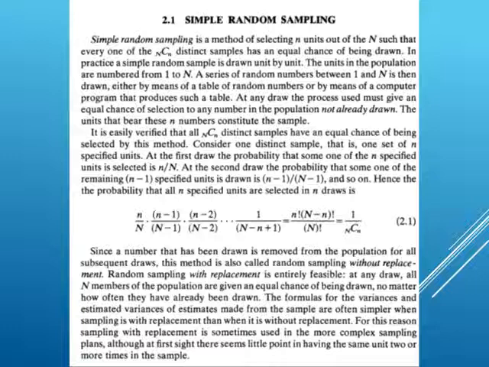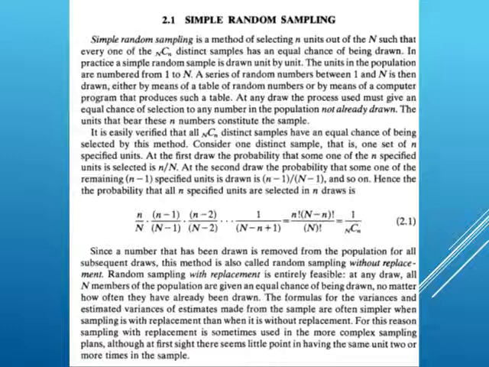We will begin with simple random sampling. Simple random sampling is a method for collecting n units out of N, such that every one of the N combination n possible samples has an equal chance of being drawn. In practice, a simple random sample is drawn unit by unit.